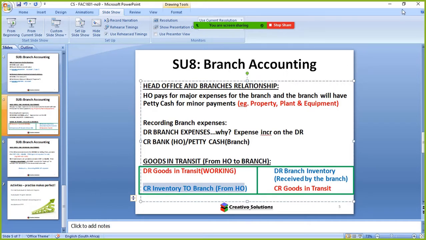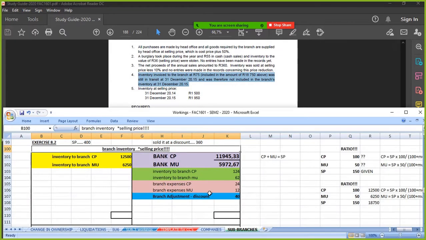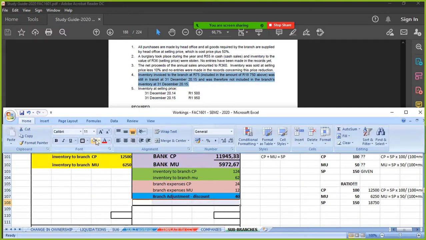Okay, so inventory invoiced to the branch at 75. So inventory invoiced to the branch at 75. So part of this was still in transit at 31st December. Okay, so part of this total, this 18,750, that 18,750 has 75 Rand that shouldn't have been there. It should have been goods in transit. So it needs to come out. Does that make sense? Yes. Okay, let's take it out.